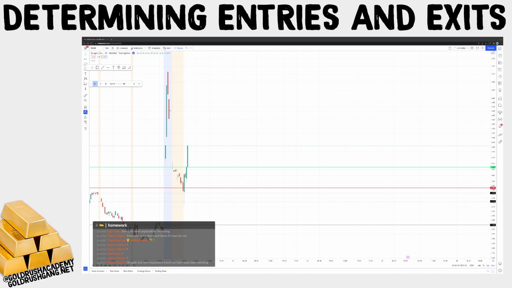For some of you, that setup might be, hey, it broke my pre-market high, which is right here at 415. That's enough for me to get in. If it gave me some volume and it broke it, that's enough for me to get in. For others, it might be, okay, it gave me a nice bullish engulfing on the 15-minute.